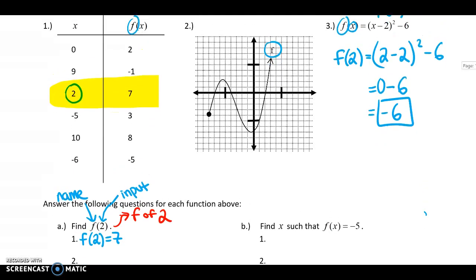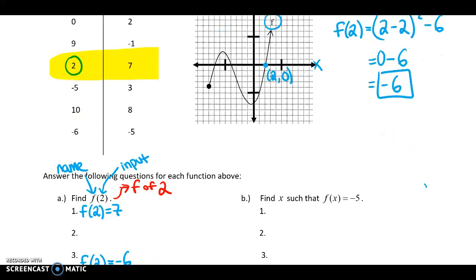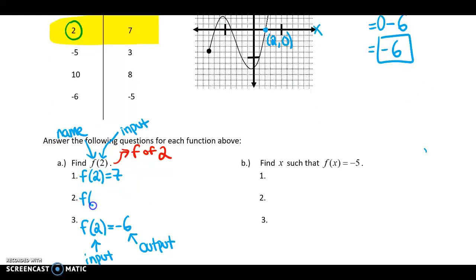Okay, last one is from the graph. So we want to find f of 2 on this graph. F of 2 again, 2 is your input, so that really means where is x 2? So I'm going to find 2 on the x-axis. So this guy's my x-axis here. Here's 2. What is my output when x is 2? Well, this point is (2, 0). So if I plug in 2 for x, 0 is my output. So here, f of 2 would equal 0. So notation-wise, f is the name of the function, 2 is the input, pretty straightforward.